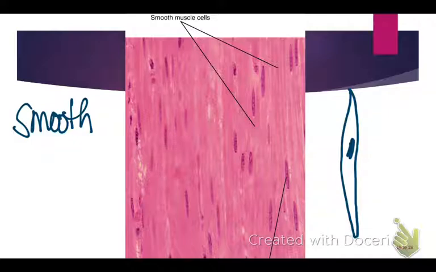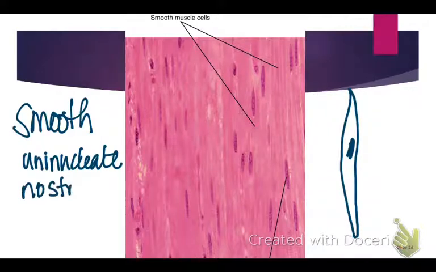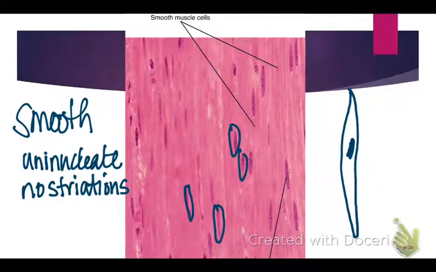And it's got one nucleus, so it's uninucleate. No striations. You don't see any stripes there. See these nuclei? Long and skinny because the shape of the cell is long and skinny.